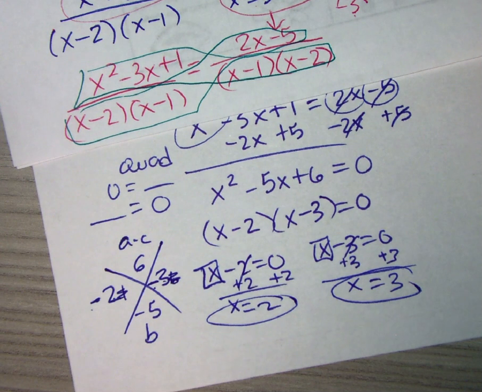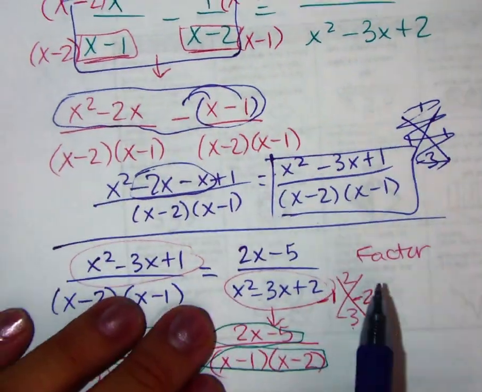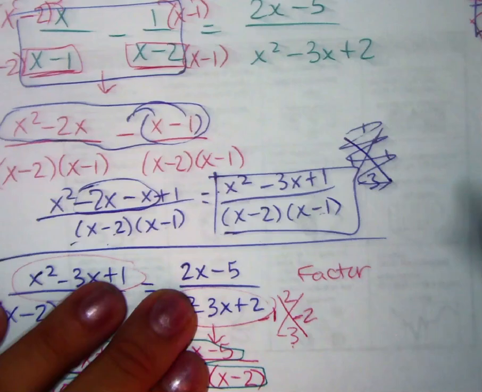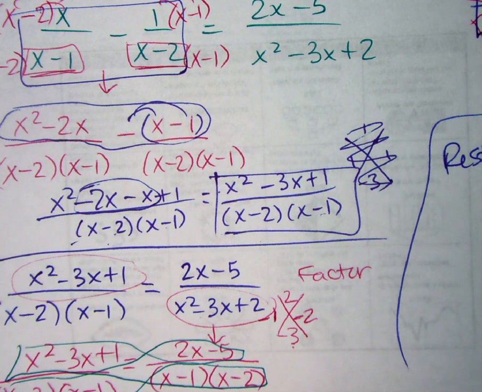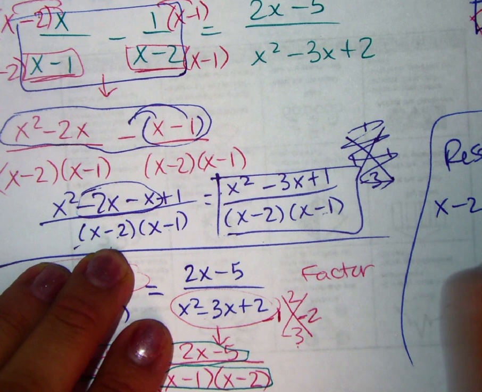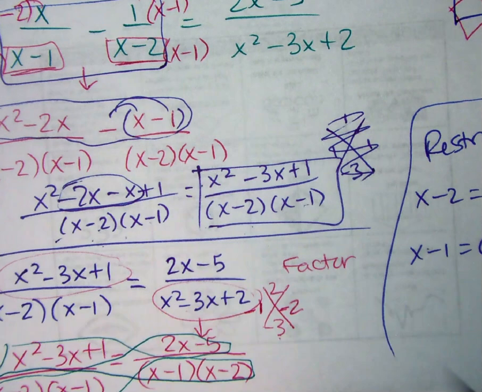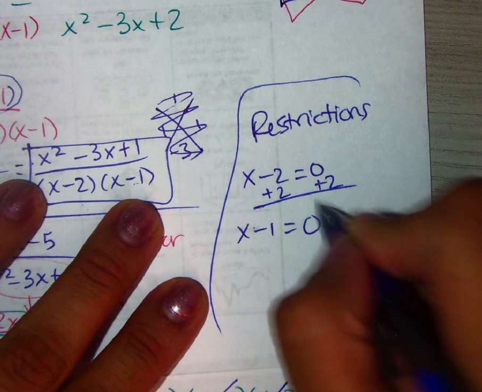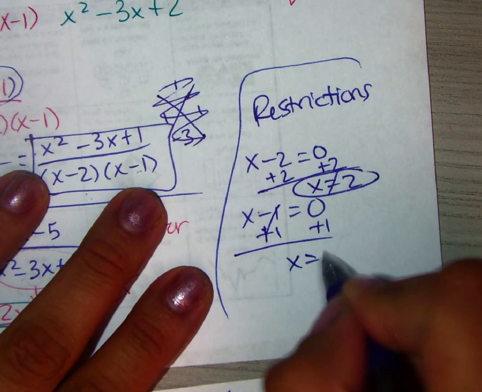Now I noticed that we didn't do restrictions. So I'm going to go back and trace back my steps to where I had the denominators. And we notice that to get the restrictions, we will have the factors of x minus 2 and x minus 1. They're both the same on both sides. So even here, see? So we can just solve for these. So x equals 2 is a restriction, and x equals 1 is a restriction.